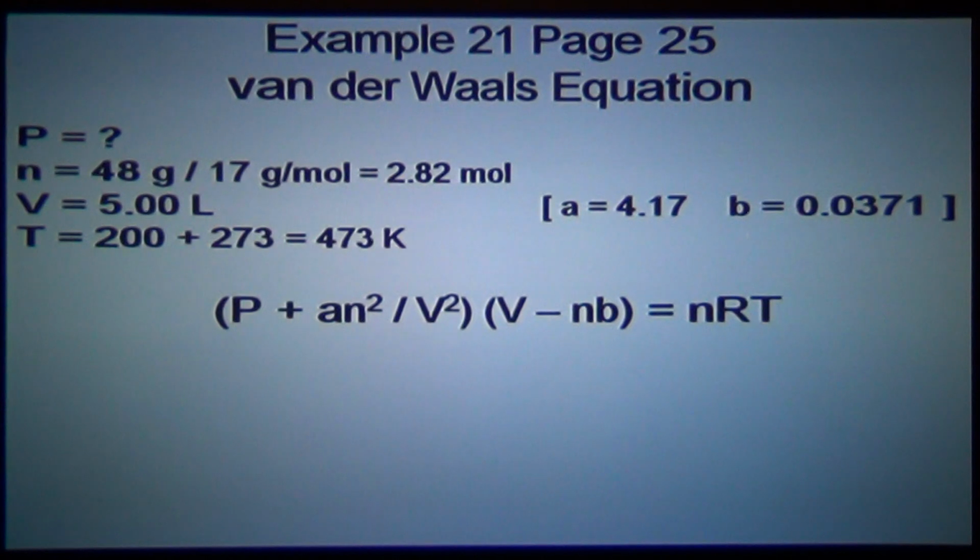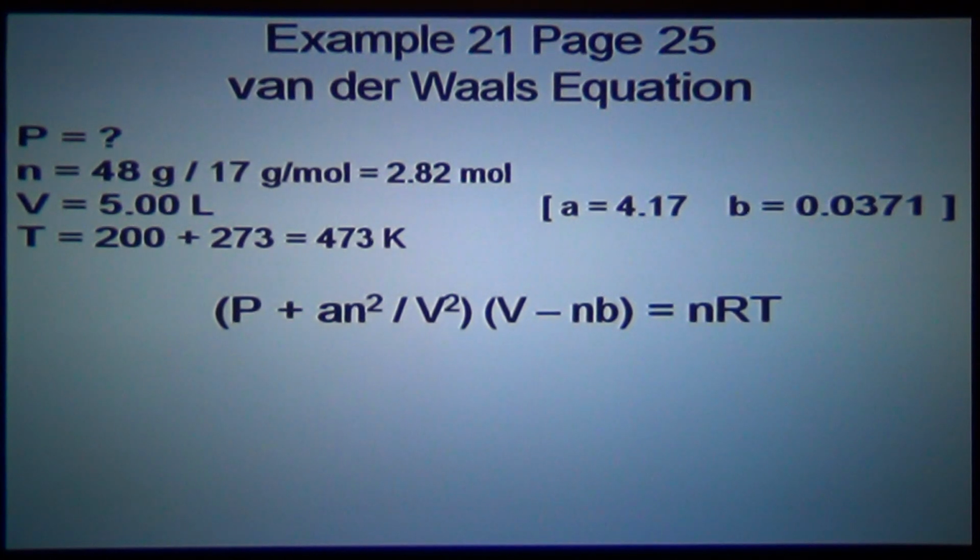So substituting in what we know with our new correction values, our A value here is going to be 4.17. Once again, I'm getting this straight from a table. You have to have these to use van der Waals equation. The B value is 0.0371. So here we're still trying to solve for P. The N is still the moles. The big V is the volume of the container.